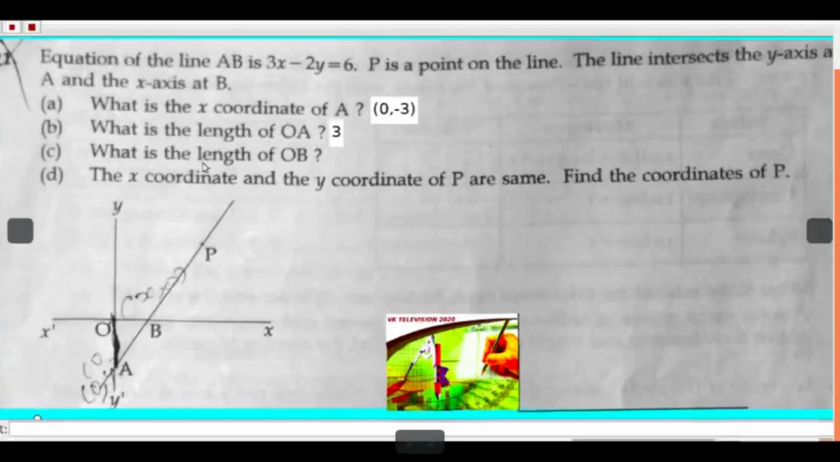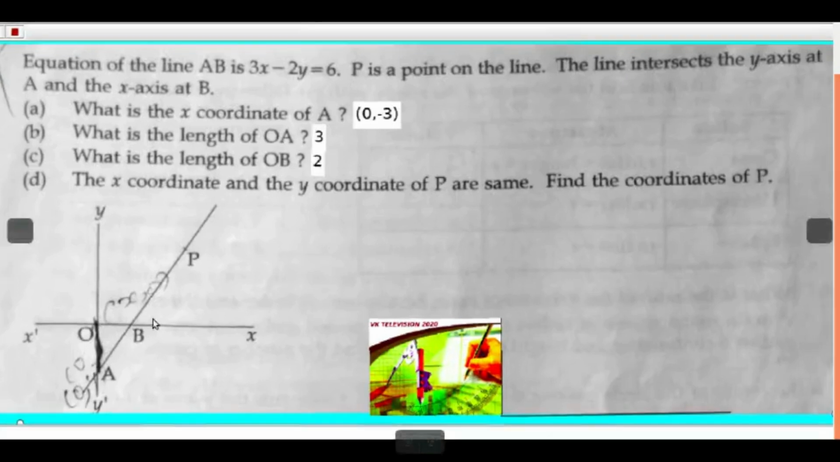What is the length of OB? We have to find the length of OB. We know that for any point on the x-axis, the y-coordinate is 0. That is 3x minus 2 into 0 equal to 6. Then 3x is equal to 6, so x is equal to 2. So this length is 2. The x-coordinate and the y-coordinate of P are the same.